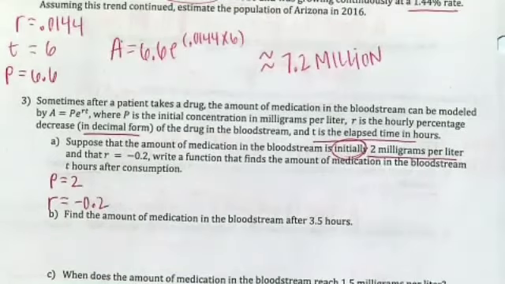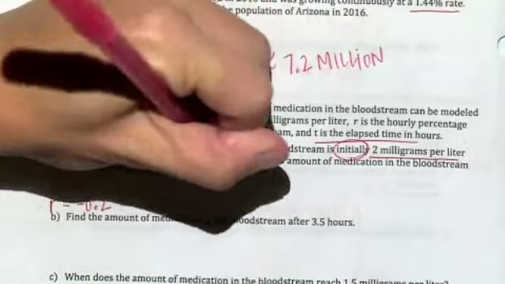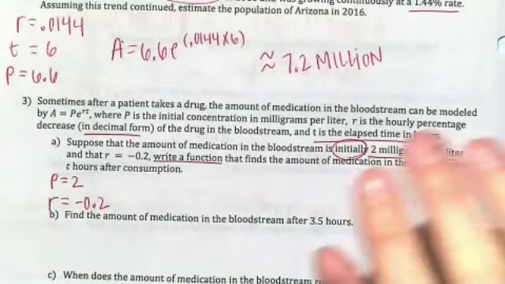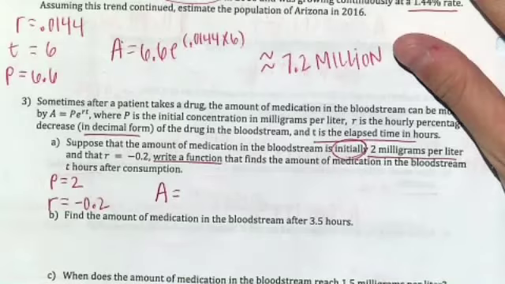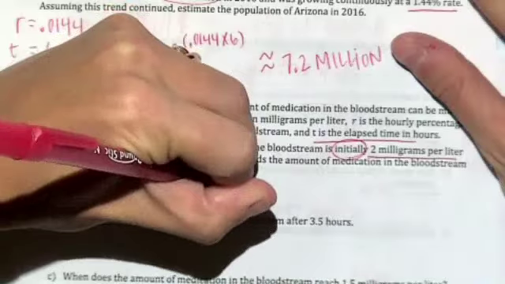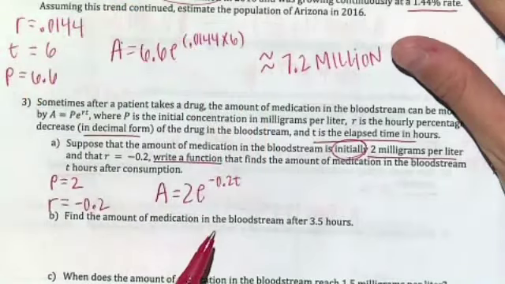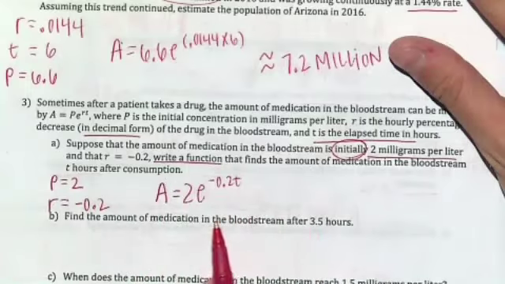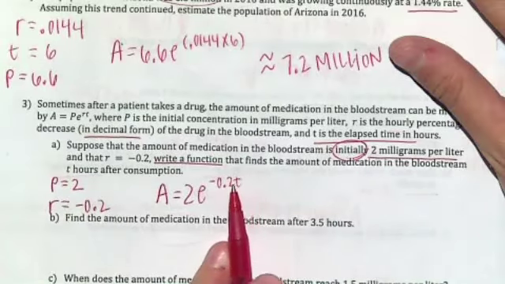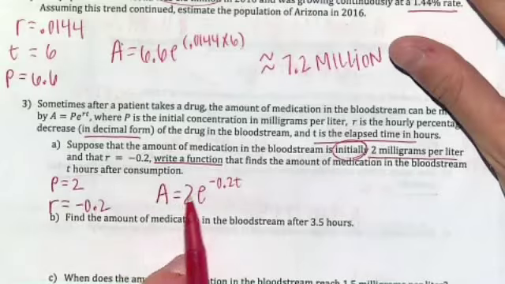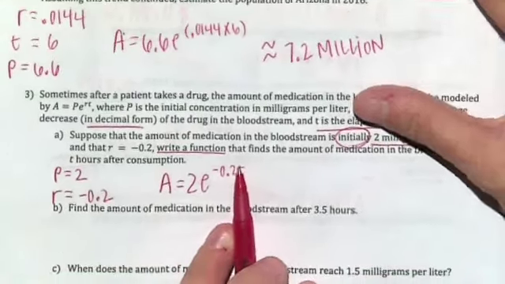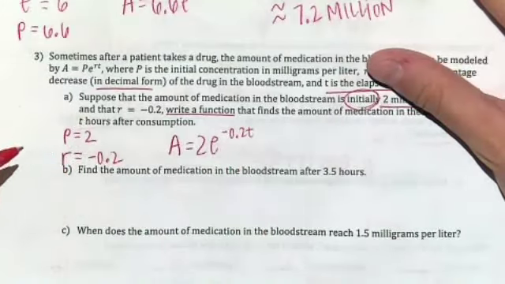Write a function that finds the amount of medication in the bloodstream. All we're doing is writing the function. It's like putting things in terms of X and Y. All we're doing is putting our principal, our rate, and our T. That's all you're doing. And now you have a function that you can figure out after so many hours how much medication is still in the bloodstream for 1 hour, 2 hours, 10 hours, which is what we're about to do.